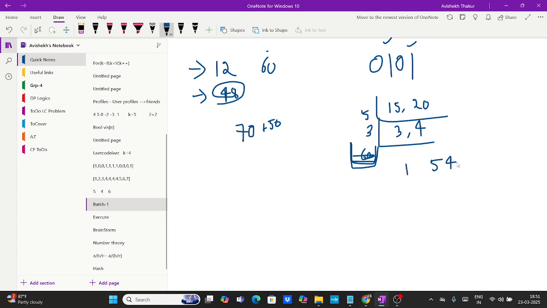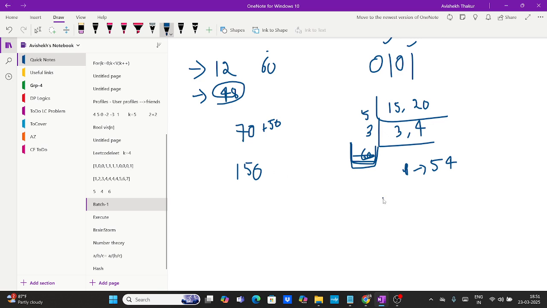54. Okay, 54. And your value is 150. How much should you increment? Your LCM is 54 and your value is 150. So how much? 12, we should increment.